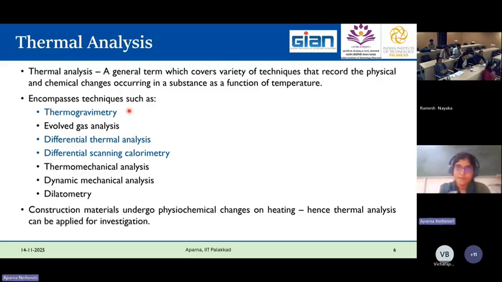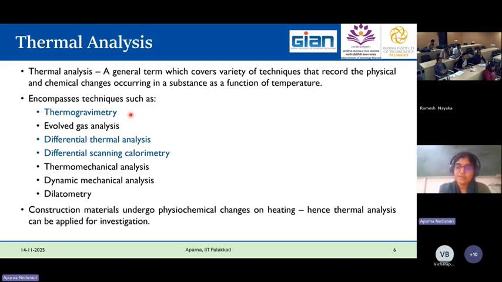Now, at that particular temperature, whether dehydration or decarbonation is happening, we don't know from thermogravimetric analysis alone. Because in thermogravimetry, we measure only the change in weight with respect to temperature. Why is that change happening? Is it because of loss of water or loss of CO2? That we are not aware of.